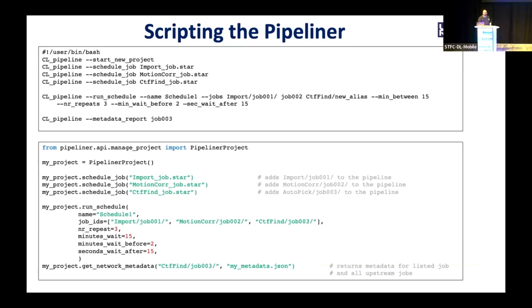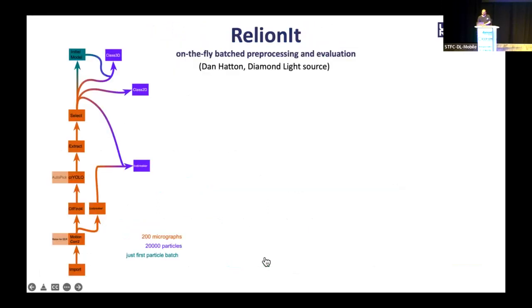And I'm going to highlight now three tools that have been built on top of the pipeliner to show you what kind of things people can do. So the first is a re-implementation of the Relion it scripts. This is by Dan Hatton at Diamond Light Source. So this is a full on-the-fly pre-processing and data evaluation suite doing batched processing of micrographs. It runs all the pre-processing. It runs their icebreaker scripts, our programs for ice quality analysis, picks using either crYOLO or Relion, and then works all the way through 2D classification, generation of an initial model, and even Class3D.